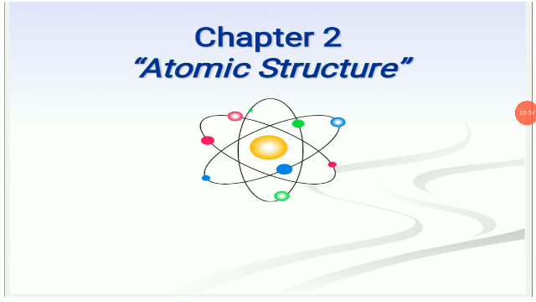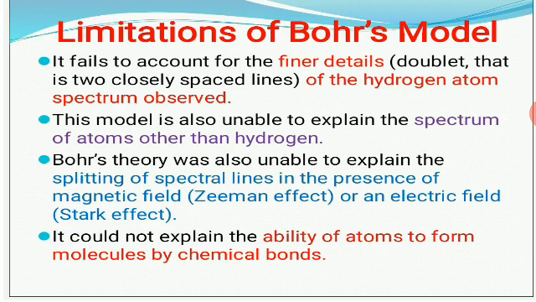Hello dear student, we are continuing with Chapter 2, Atomic Structure, and in this chapter we will start with the limitations of Bohr's model. Bohr's model fails to account for the finer details of the hydrogen atom spectrum observed. This model is also unable to explain the spectrum of atoms other than hydrogen, and Bohr's theory was not able to explain the Zeeman effect and the Stark effect. And this model is not able to explain why molecules are formed by chemical bonds.